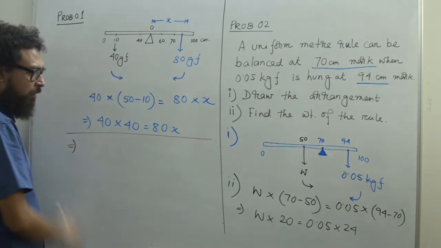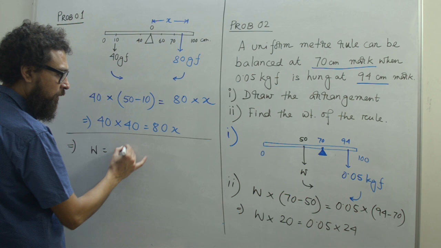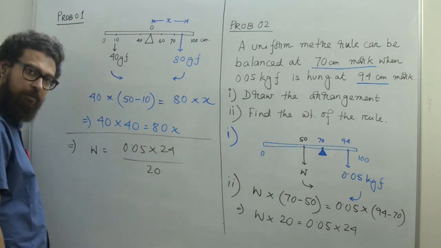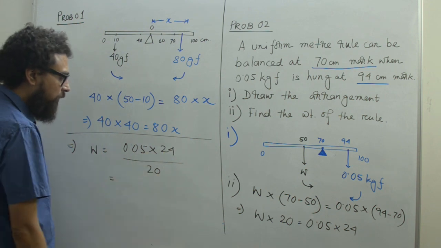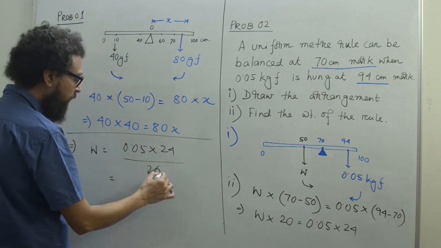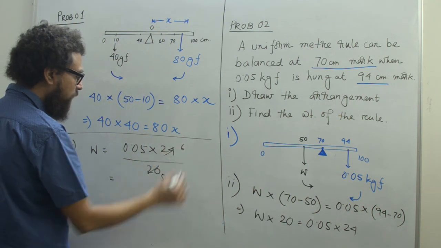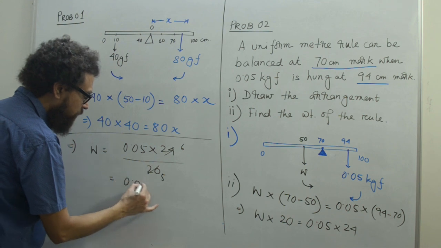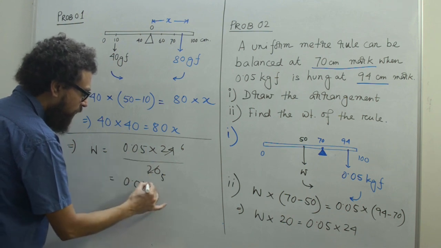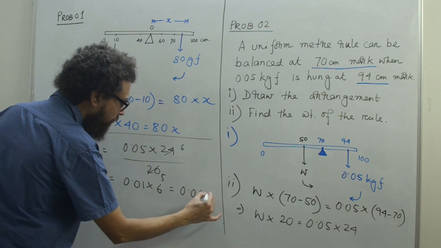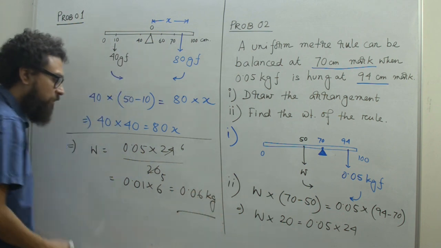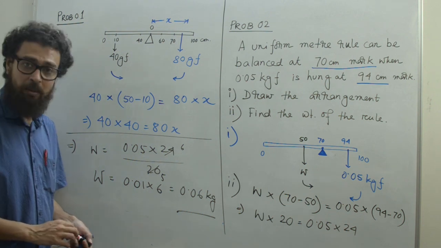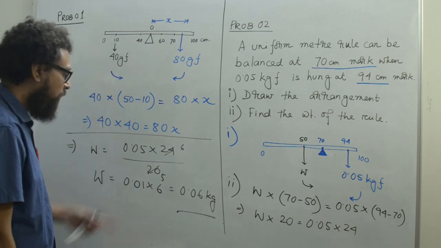Anyways, so what is coming? What is W? It is 0.05 into 24 divided by 20. Okay, so we can calculate this, isn't it? What is coming? 5 and 6. So 0.05 into 6, or 0.01 into 6. So what is coming? So what is the weight of the rule? W equals 0.06. So this is the answer.